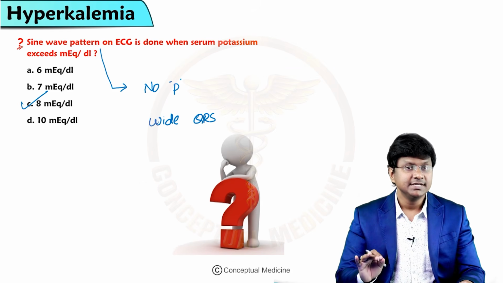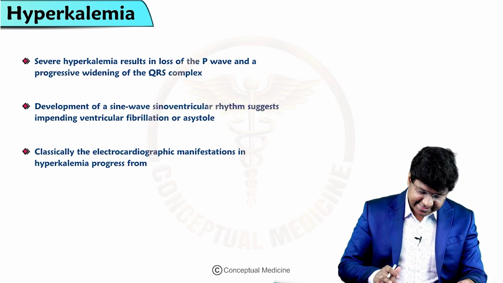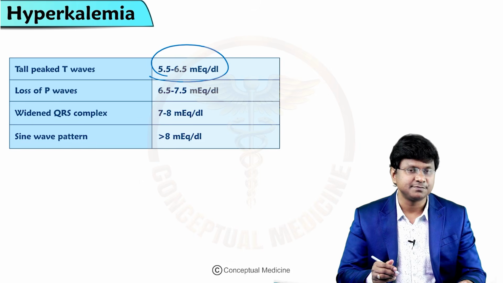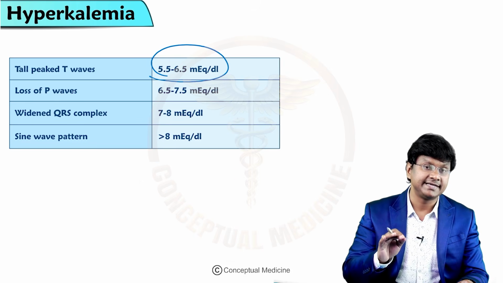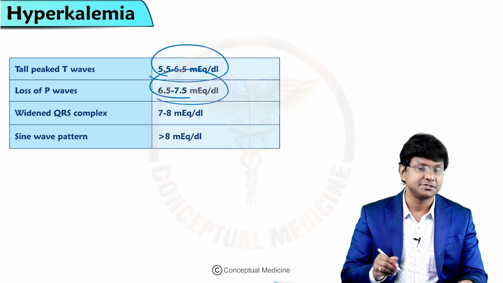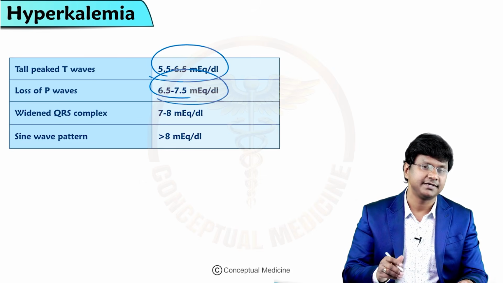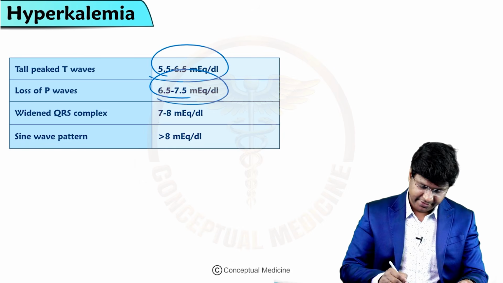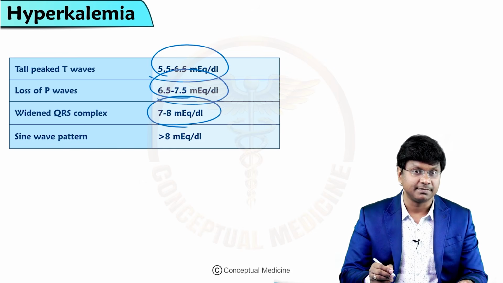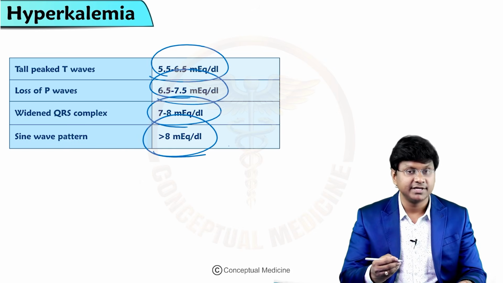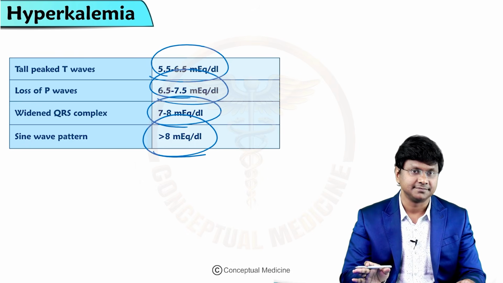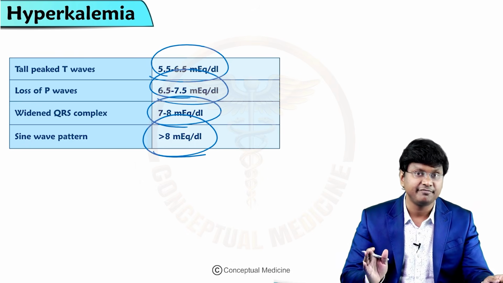Next, you see that when the serum potassium levels are 5.5 to 6.5 milliequivalents per liter, you will have tall tented T waves. When the levels are between 6.5 to 7.5 milliequivalents per liter, there will be loss of P wave. And when the levels are between 7 to 8, there will be wide QRS complex. And when the levels are more than 8 milliequivalents per liter, then you will have a sine wave pattern.